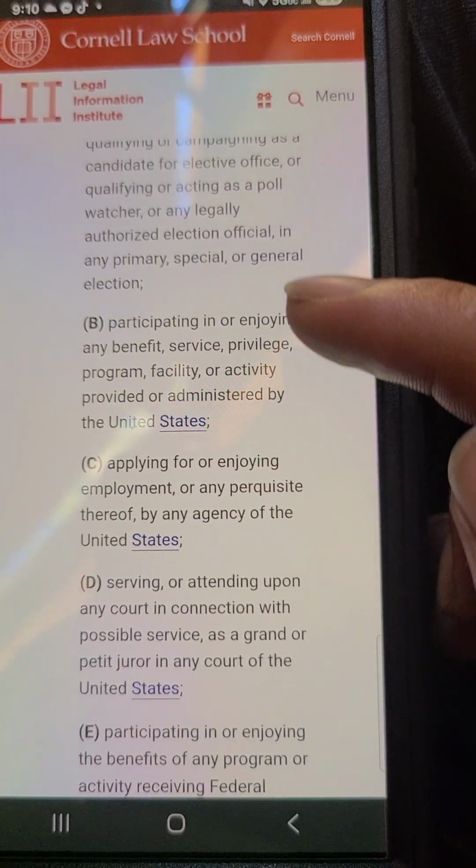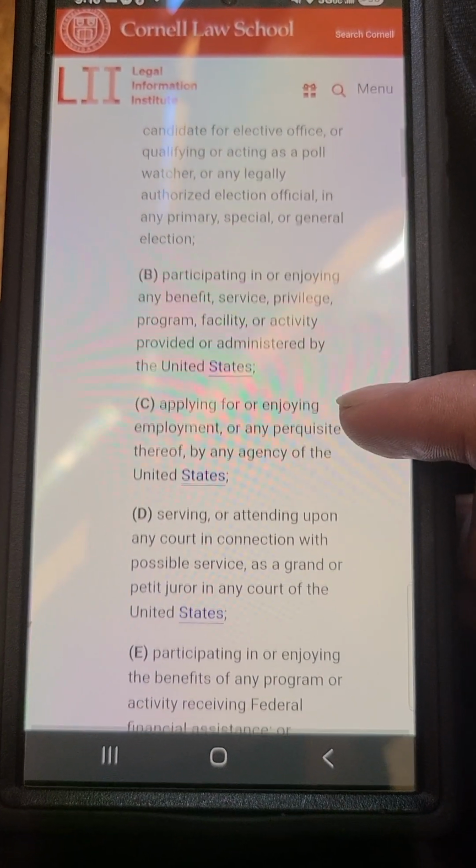Okay. Anyways, 18 U.S. Code, section 245, right? I already showed you how it says anyone acting under the color of law, right? You cannot violate people for doing these things. Okay, so again, A was voting, B is participating in or enjoying any benefit, service, privilege, program, facility, or activity provided or administered by, right? Applying for and enjoying employment, right?